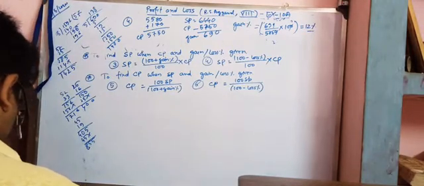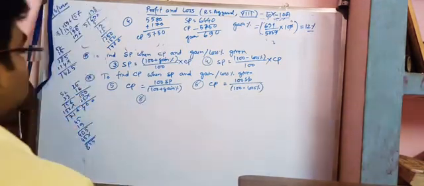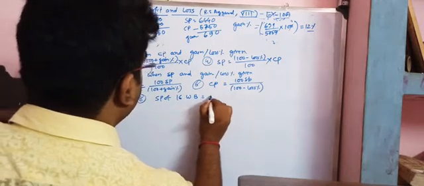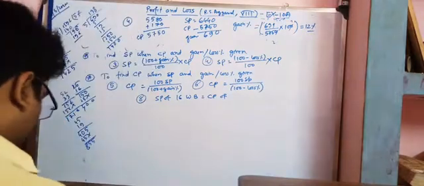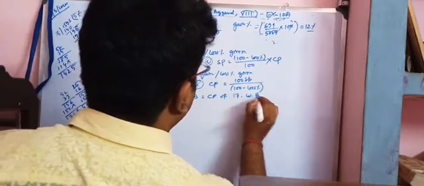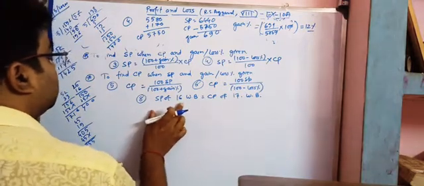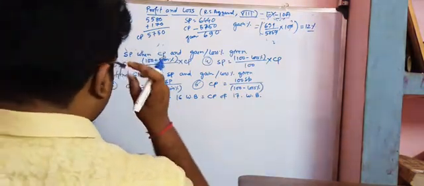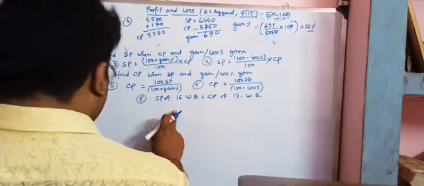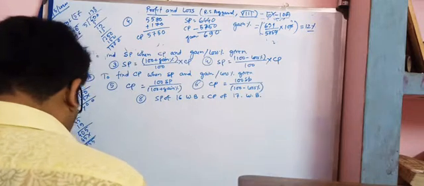This is question number 8. SP of 16 water bottles is equal to CP of 17 water bottles. It's clear? Now let us take that. So we have to find here the gain percent earned by the dealer.